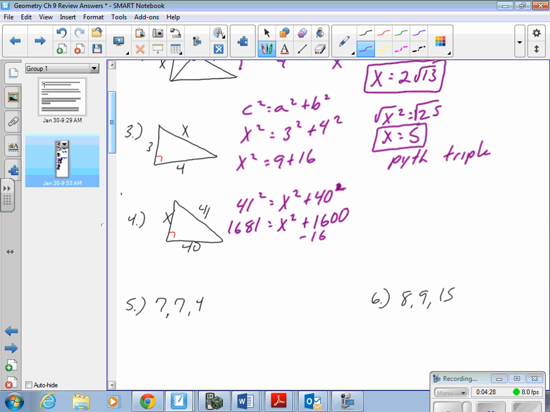Move the 1600 over. So 81 equals x squared. And take the square root of both sides to get x. And we should end up with x equals 9. So now if we look at the numbers we've got 9, 41, and 40. All 3 are positive integers or positive whole numbers. And so we can say that this one also is a Pythagorean triple.